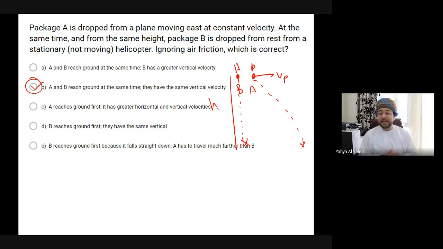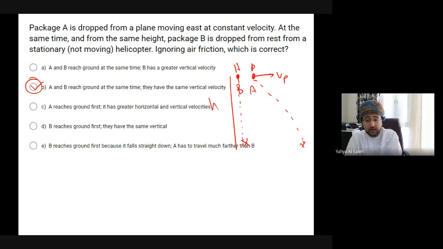Okay, B. They reach the ground at the same time because they have the same mass. We are neglecting resistance, but even if we take resistance into consideration, they have the same mass. They are both going down at 9.81 meters per second squared of acceleration. They are released at the same time and from the same height. So vertically, their velocities are going to be exactly the same. A has an initial velocity in the x direction. So while B is going to drop like this, A is going to be like this.